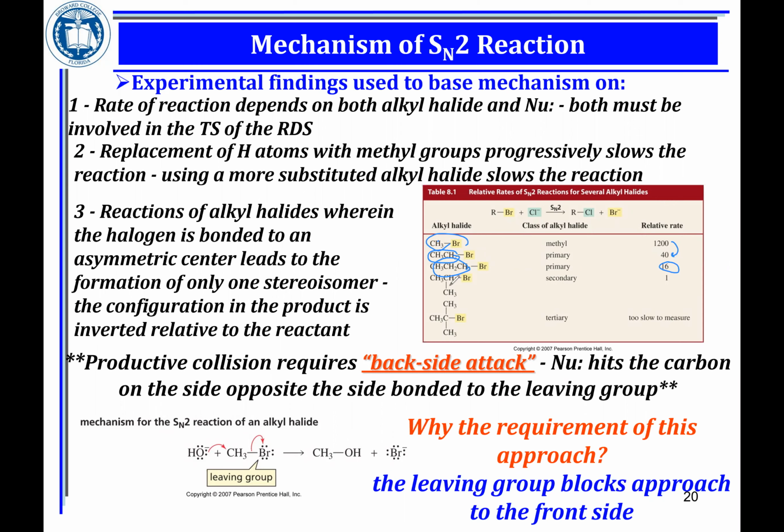And if you have two groups rather than one long group or one bulky group, the number of groups attached is going to count as a more significant factor. Number of groups takes the priority, and then the size of the group is going to affect the rate. If you have three groups, so for tertiary, forget it, it's not going to happen. Very slow to measure.